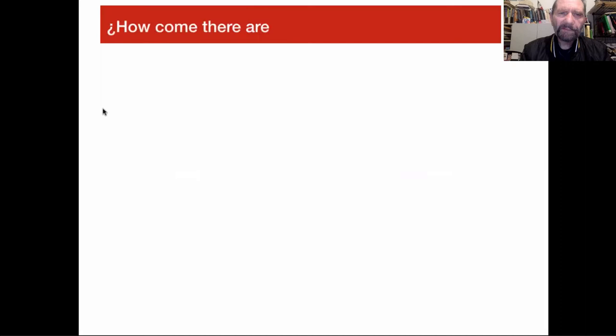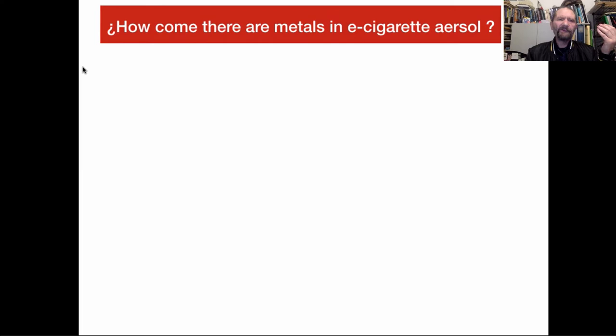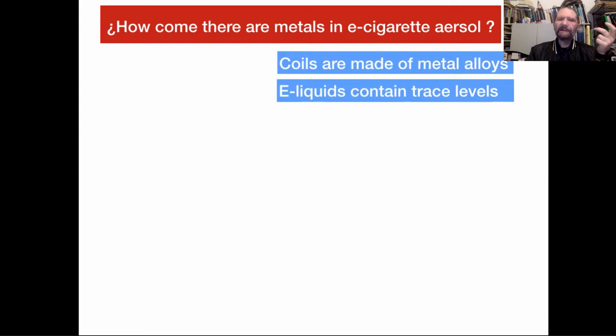How come there are metals in electronic cigarettes? Where do they come from? Well, first of all, the coils are made of different metal alloys, right? And also, e-liquid might contain some trace level impurities of metal, because metals are in the air, and even in plants. When we are breathing, we're breathing metals. Metals didn't come from another galaxy. They are natural ingredients of the earth, so they can be impurities in liquids as well.